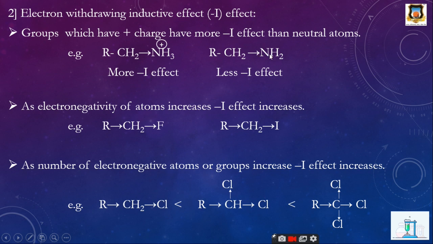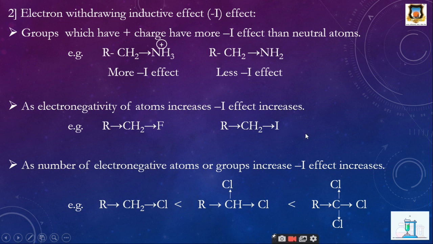Here also the electronegativity of nitrogen is greater than carbon, but it has less minus I effect than this positively charged nitrogen, because here the electron density is greater than in this. Therefore, it exerts minus I effect, but it is less than the positively charged NH3 plus. Then, as the electronegativity of the atom increases, the minus I effect increases. Therefore, for example, RCH2F and RCH2I.